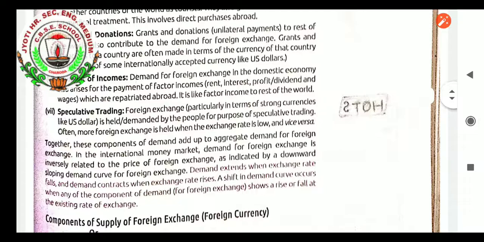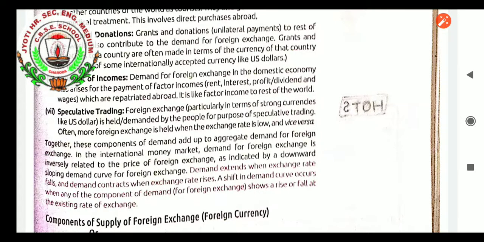Together, these components of demand add up to aggregate demand for foreign exchange. In the international money market, demand for foreign exchange is inversely related to the price of foreign exchange, as indicated by a downward sloping demand curve for foreign exchange. Demand extends when the exchange rate falls and demand contracts when the exchange rate rises.